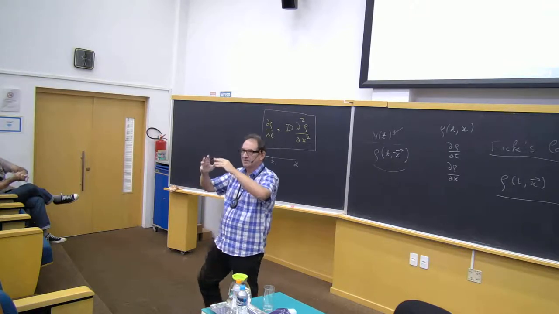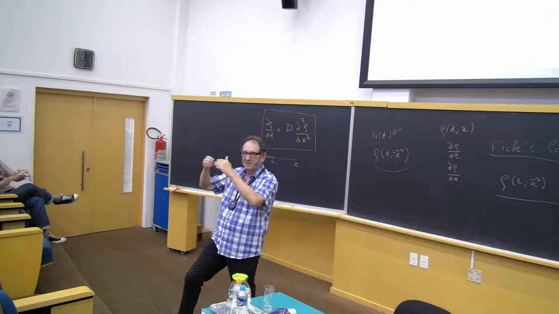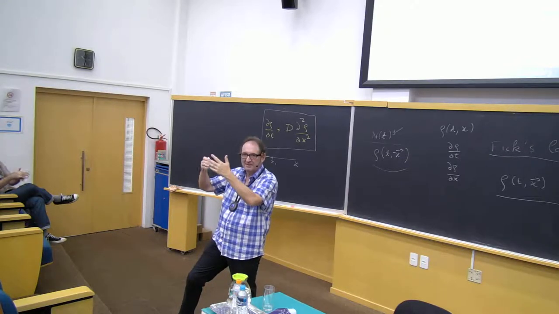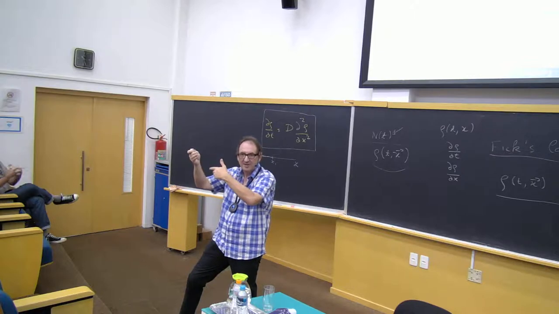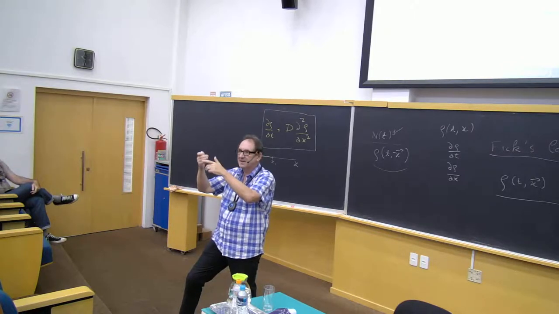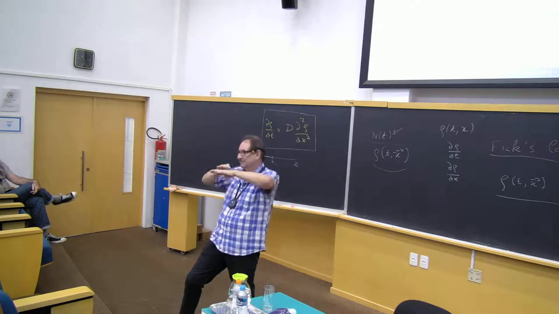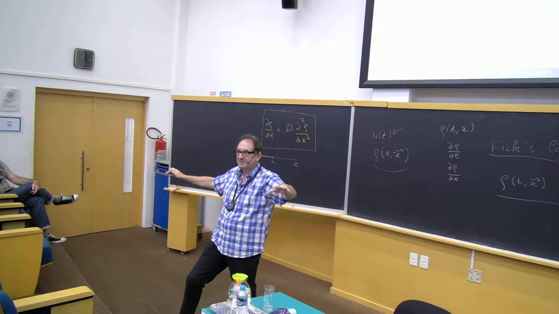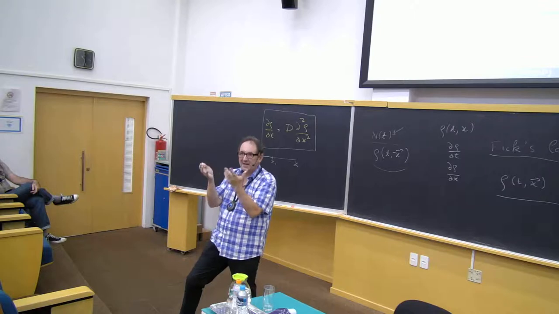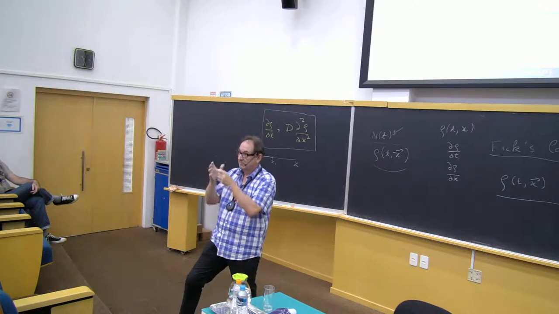If it takes 2 years, it means that the dynamics of the movement is on the scale of years, okay? If you look at the scale of seconds, you don't see anything. If you look at the scale of centuries, everything has been diffused. So there is a typical scale to see changes in the population due to diffusion.